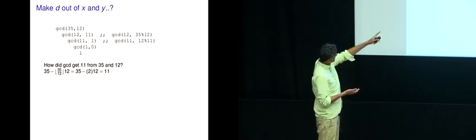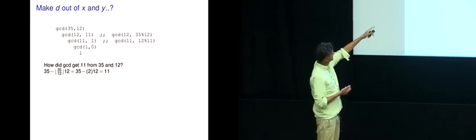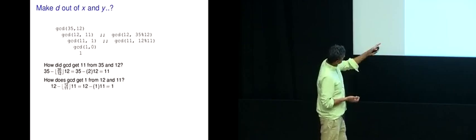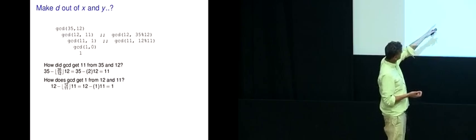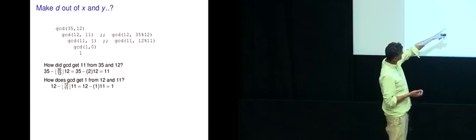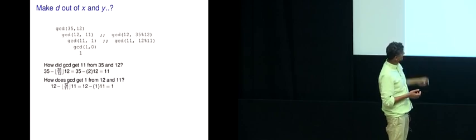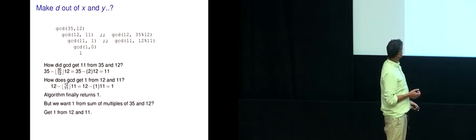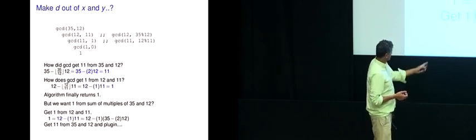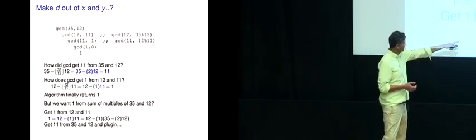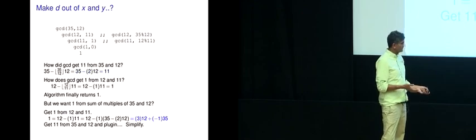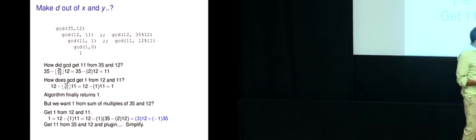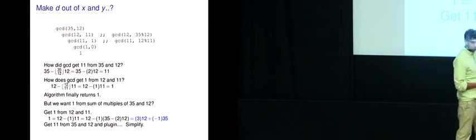Like that. So there, 11 is a sum of multiples of 35 and 12. How do we get 1 from 12 and 11? Like that. But we wanted 1 to be the sum of multiples of 12 and 35, and now it's only a sum of multiples of 12 and 11. But the 11 we can plug back in, right? And then we plug back in 11 here, and we do that. And now I have 1 being the sum of multiples of 12 and 35. And that's what I wanted, right?